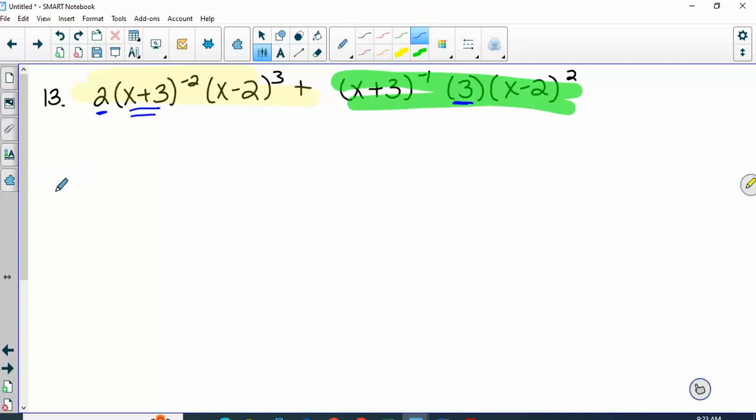Okay, so we can take out an x plus 3. Now, I threw a curveball at you here, so I put negative exponents. And I always tell you, you take out the smaller exponent. So what is smaller? Negative 2 or negative 1? Negative 2 is smaller. Right. They both have an x minus 2. So what's smaller? The cube or the square?